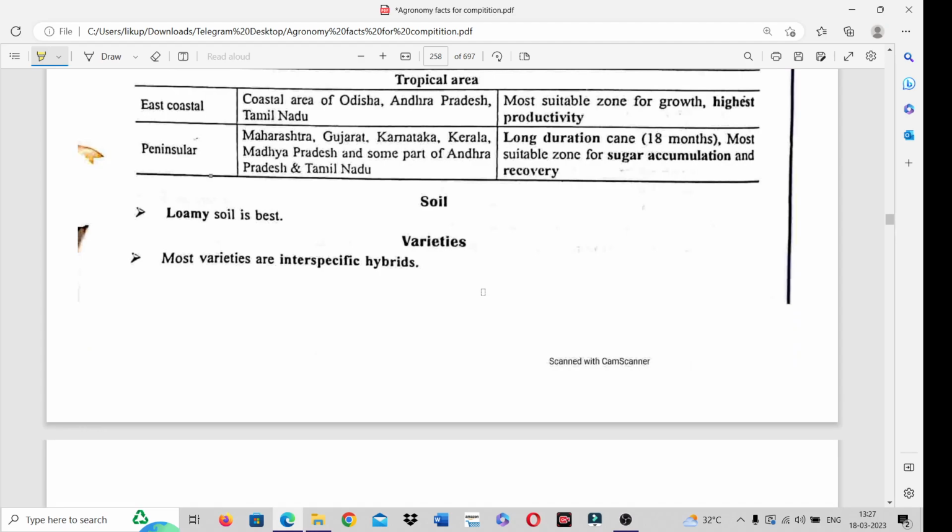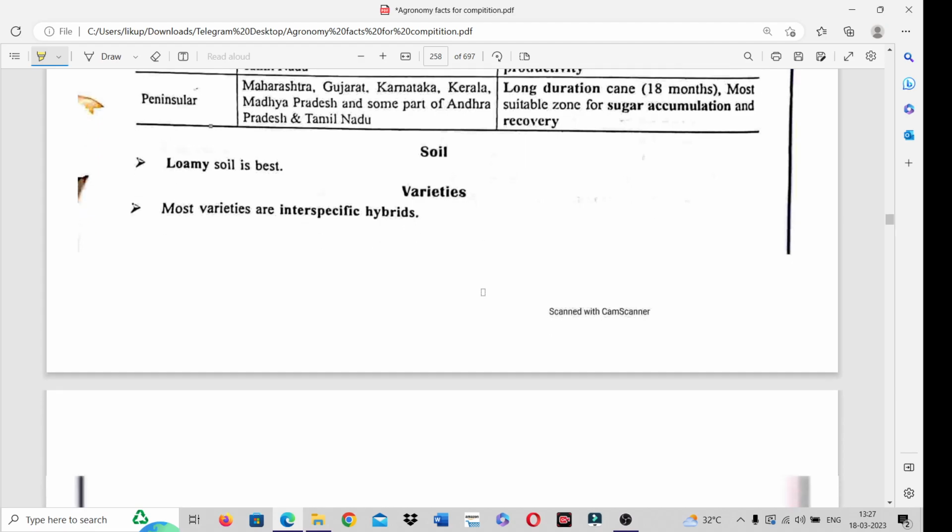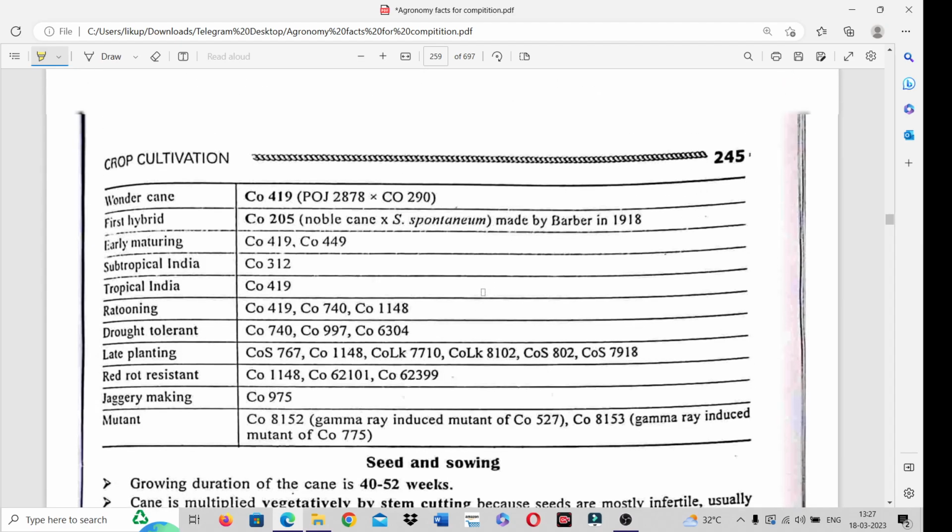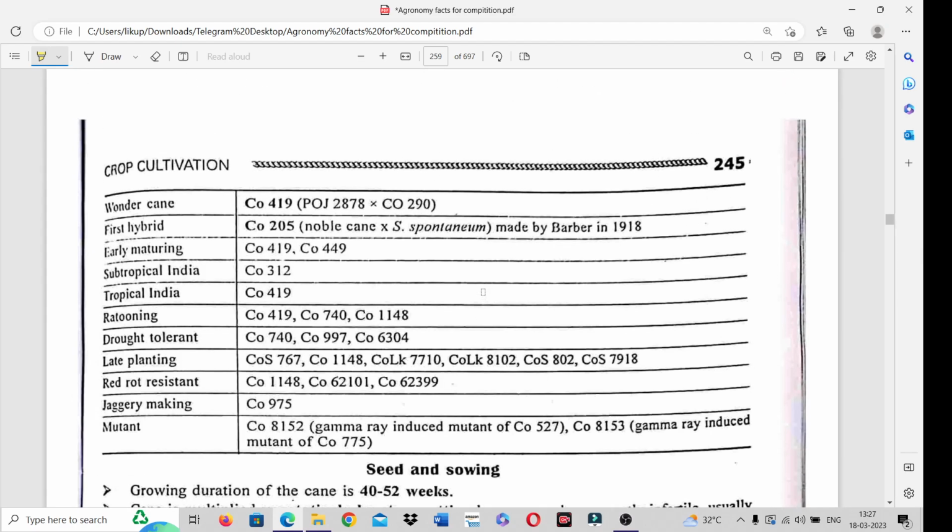Varieties are interspecific hybrids. Most varieties are interspecific hybrids. Vanderken is Co 419. First hybrid is Co 205, made by Barber in 1918.